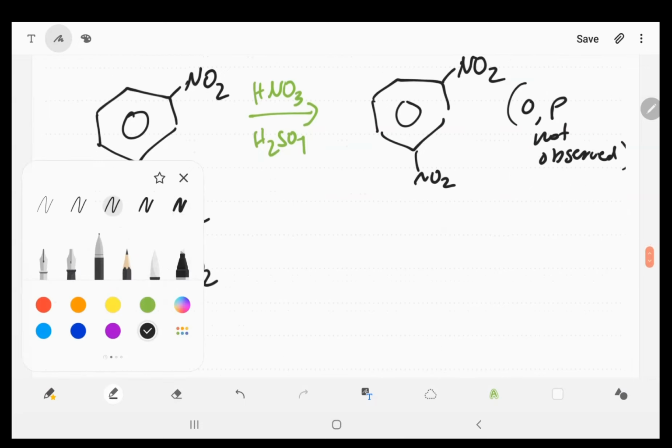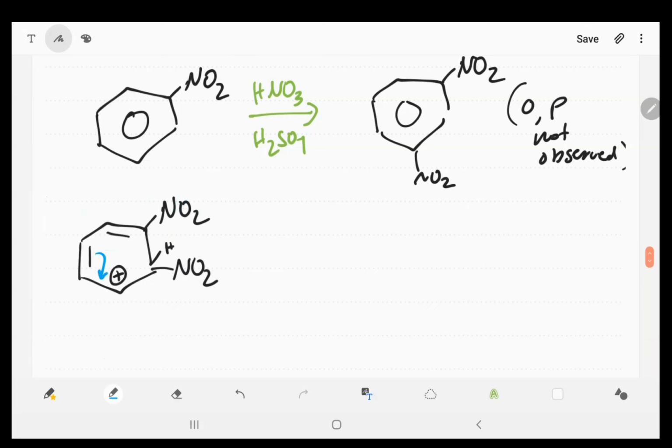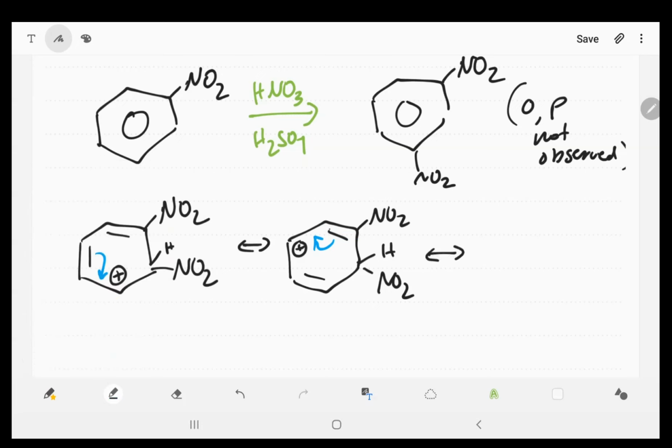If we try and resonate this thing around, we have a lot of resonance for this one. Just like before, we'll have 9 total resonance forms. Oh joy. And the important part will be this last resonance form here. I'm going to actually draw out our nitro group, because there is something important about the nitro group that's going to make this not so great.